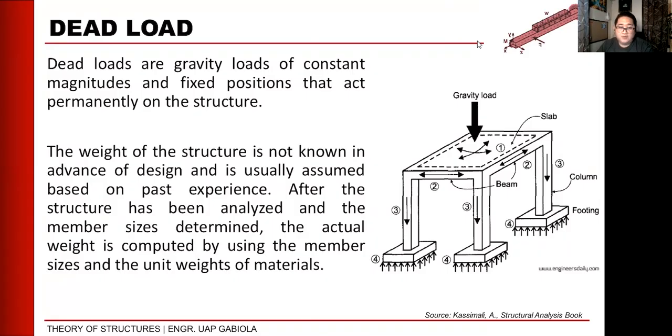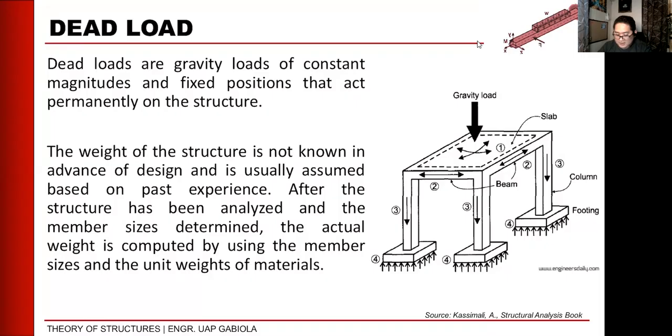And then, the weight of the structure is not known in advance of design and is usually assumed based on past experiences. So, dito papasok yung preliminary structural design, as I mentioned earlier. After the structure has been analyzed and the member sizes determined, the actual weight is computed by using the member sizes and the unit weight of materials. Okay? So, ayun. Hence, for a building, yung dead load natin, usually included yung weight nga ng columns, ng beams, ng girder, ng floor slab, ng roofing, ng walls, windows, yung mga plumbing connect yung mga plumbing natin, mga fixtures. And then we have electrical fixtures, mechanical fixtures, and other miscellaneous attachment na lalagay natin doon sa mismong structure natin.